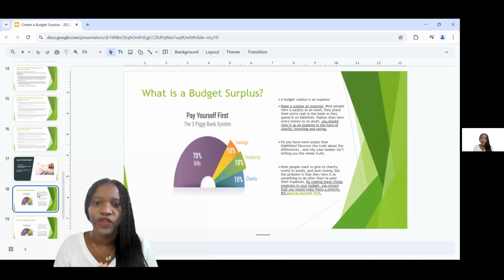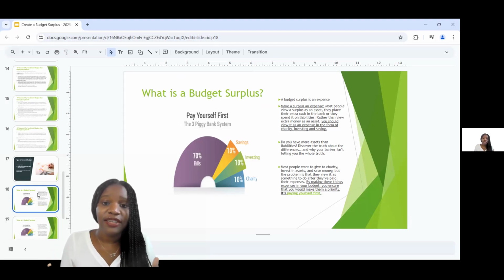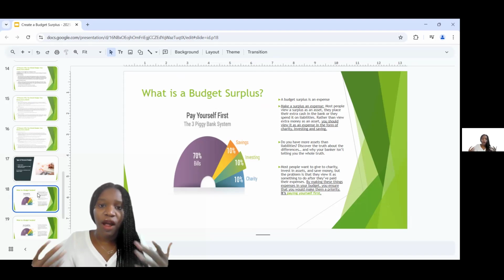So what is a budget surplus? This is where I want to focus. A budget surplus is an expense. When you have your revenue, your pizza, you slice it into different sizes. But what is recommended is that 10% of this pizza goes to savings for emergency funds and for later. Then 10% should go to investing so that you can grow your wealth, and 10% to charity donation.